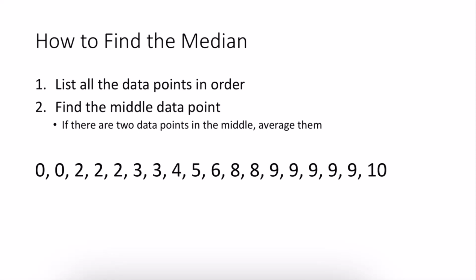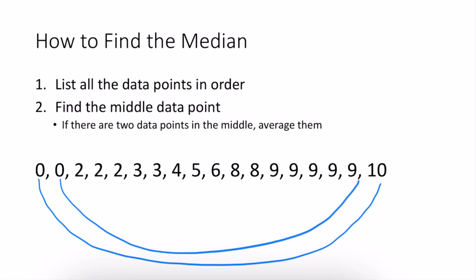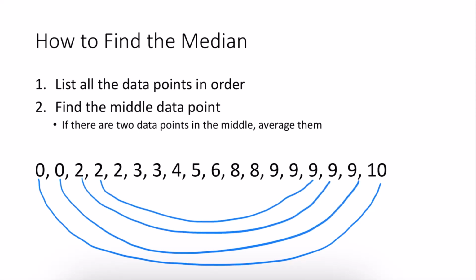So the way that I like to do this is just to take the outermost data points and connect them together until I get to the center. Because the goal when you're trying to find the median is to find the number that's in the exact middle of your data set. So when I connect these, it looks like in this case, I actually have 2 numbers in the center. And so if there's 2 data points in the middle, then you average them, which will basically give you the number that's in the middle of them.